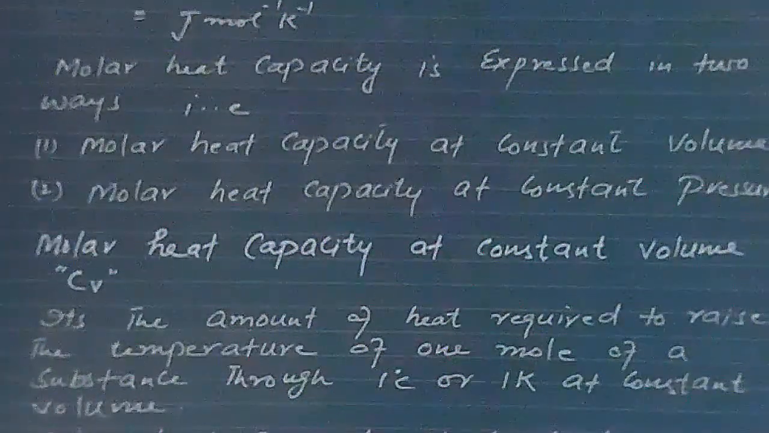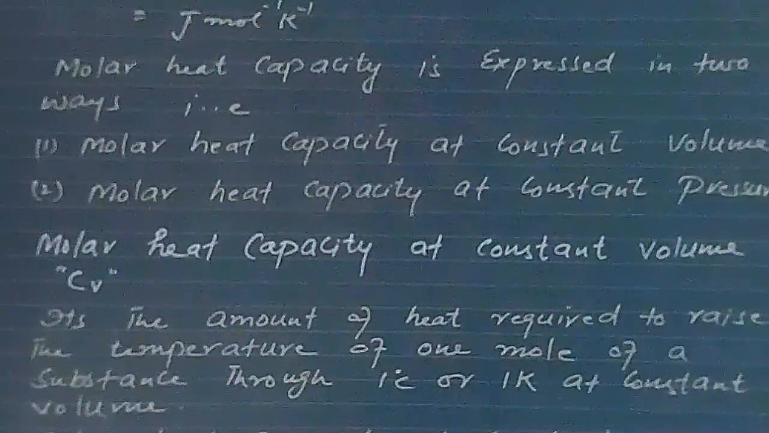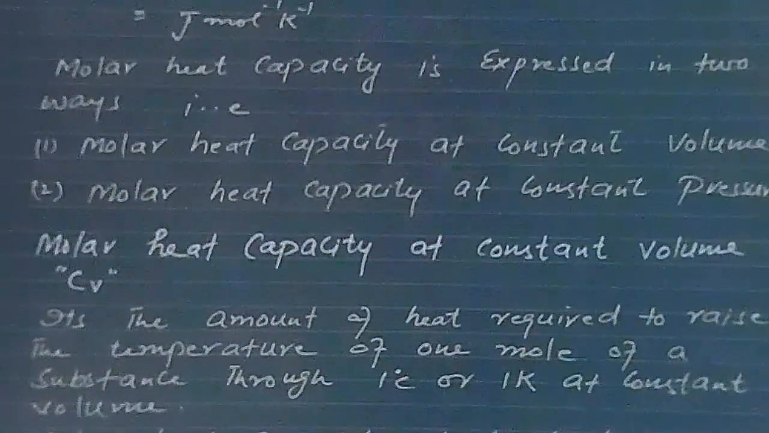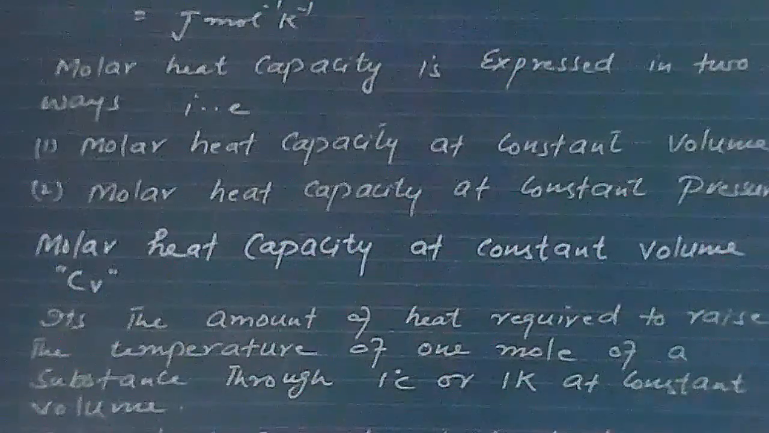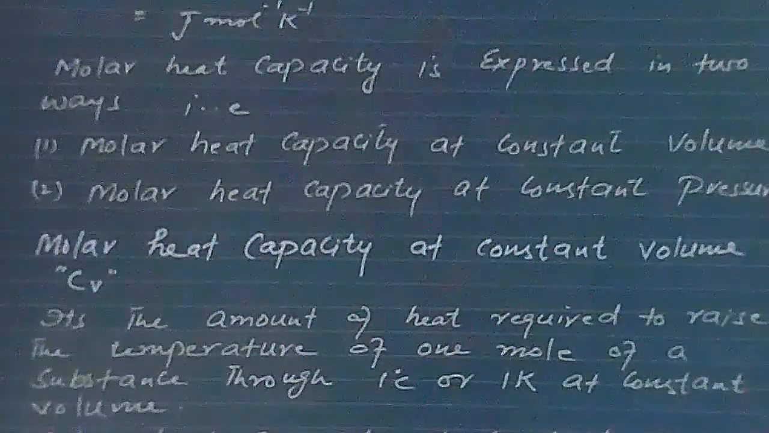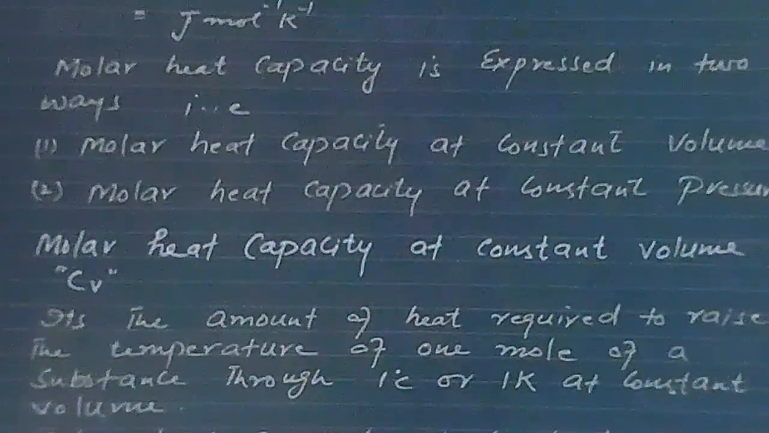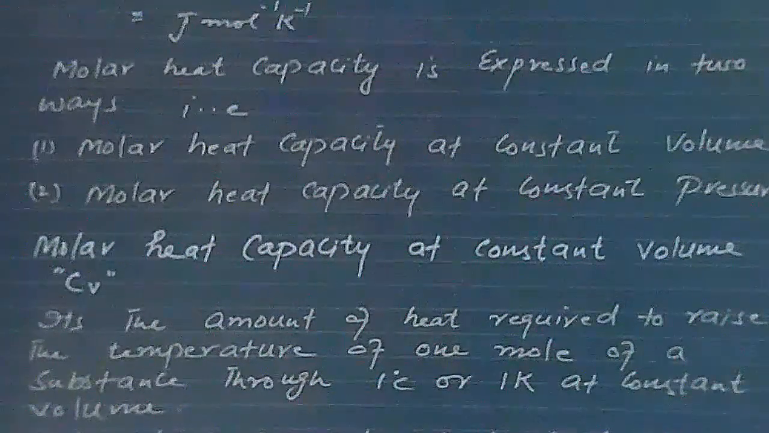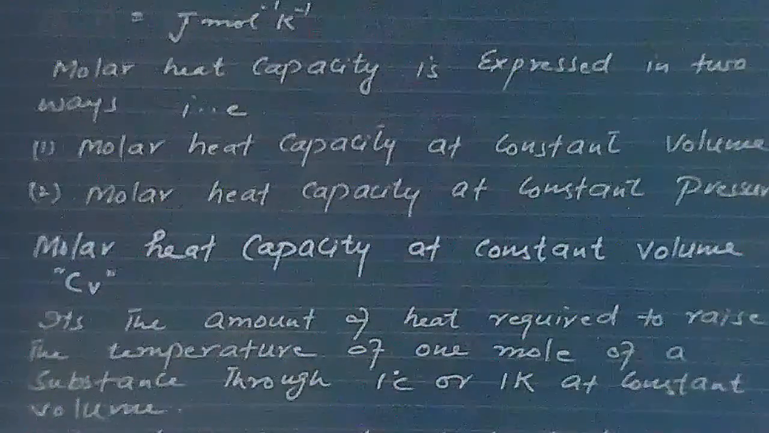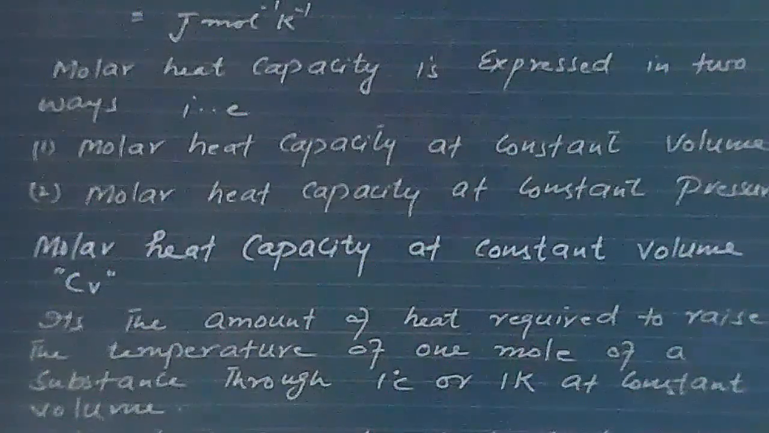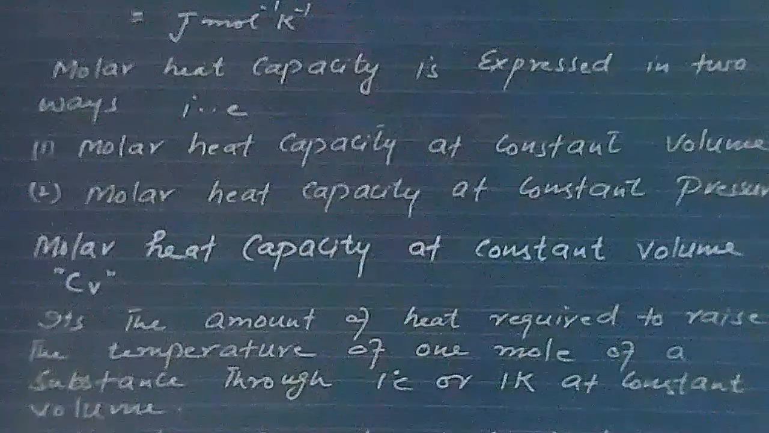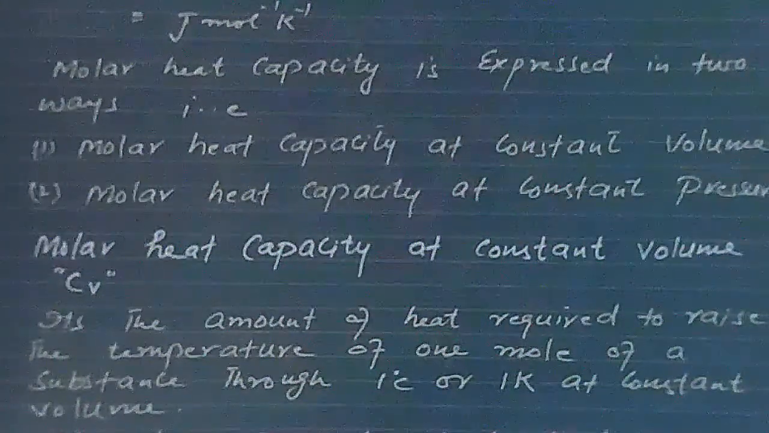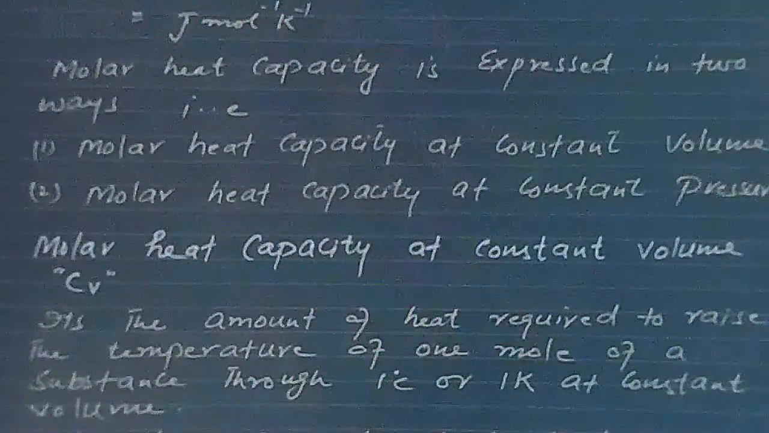Molar heat capacity at constant volume is the amount of heat required to raise the temperature of 1 mole of a substance through 1 degree at constant volume. Whenever volume is kept constant and the temperature increases the heat content of the system by 1 degree, it is called molar heat capacity at constant volume.